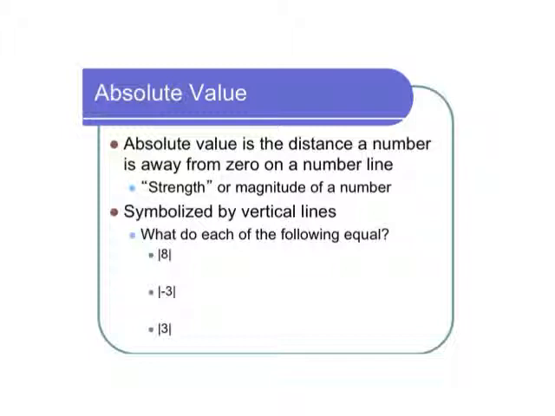So the absolute value of 8 means how far away is 8 from 0 on the number line? That's 8. 8 chunks, 8 steps, 8 units. What about negative 3? How far away is that from 0? 3 steps. 3 steps left instead of right, but 3 steps. What about the absolute value of 3? That's also 3 steps away. So that's kind of important.